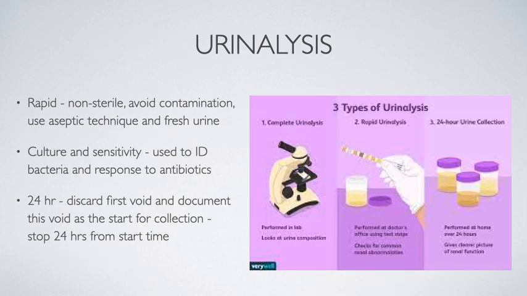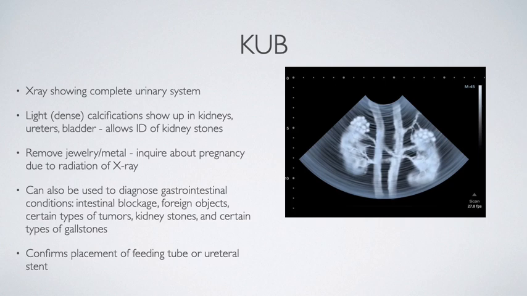Okay, so next up is the KUB. This is an X-ray, as you can see, of the two kidneys with their blood flow, the ureters, all that good stuff. Shows the complete urinary system. It's also used to diagnose a variety of other issues as well, feeding tube placement or stent placement, gastrointestinal conditions, foreign body obstructions. It's just an X-ray of your abdominal region to tell what's going on.